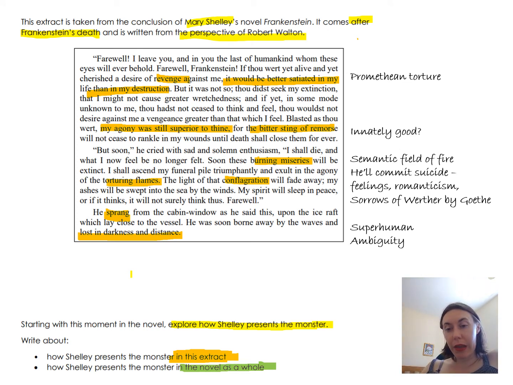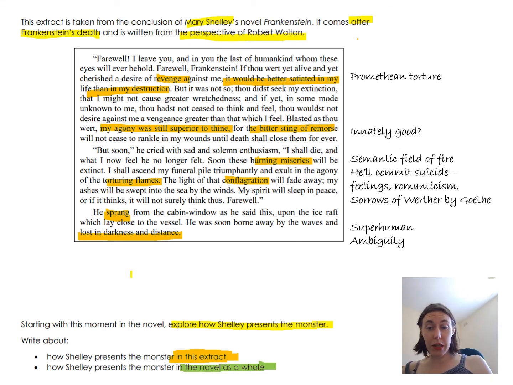And there's a semantic field of fire, because the monster is saying here that he's going to commit suicide. He's going to go up on a funeral pile. He's going to kill himself in that conflagration. Conflagration is another word for fire. There's a lot of discussion of feelings and losing those feelings, trying to get away from those feelings. Feelings and the importance of identity and emotion was a key concept within the movement of Romanticism, whereby they were suggesting that logic shouldn't take the place of emotion and empathy. And in repeatedly referring to feelings within this extract, we do get a sense of the monster as an embodiment of romantic values.